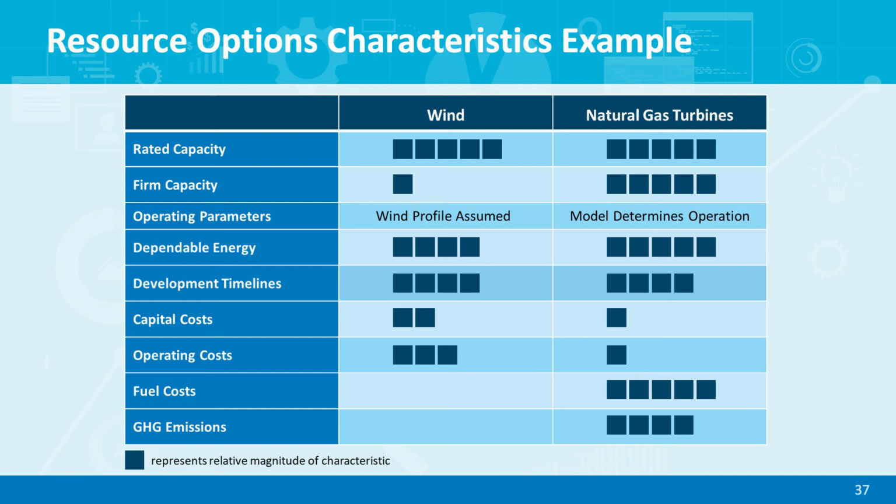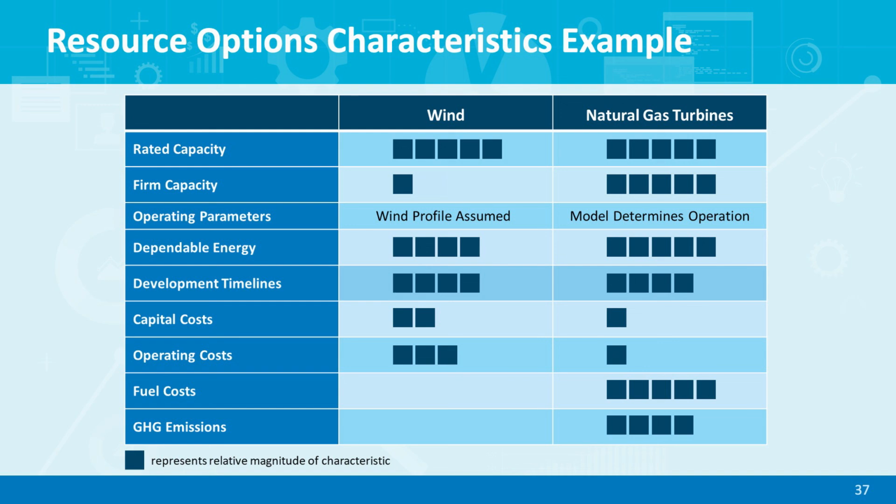Dependable energy for the two are comparable as they both provide energy during a drought. Development timelines for building these resources are also similar. Capital costs for the natural gas turbines are very low as they have the lowest construction cost. Wind capital costs are higher than the turbines, but are still relatively modest. Similar to capital costs, the operating cost of a wind farm is more than the cost to operate a natural gas turbine, excluding the fuel.